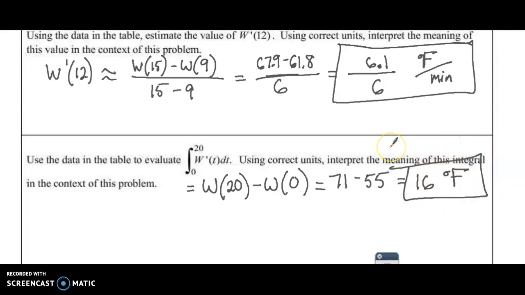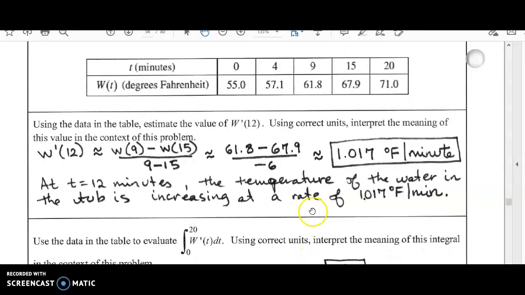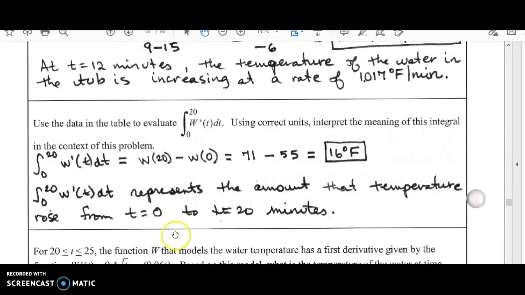So this is just the amount changed over that time span from T equals 0 minutes to T equals 20 minutes. That's what that value represents. But again, just to confirm, what it represents is the amount that temperature rose, is one way you can say it, from T equals 0 to T equals 20 minutes.